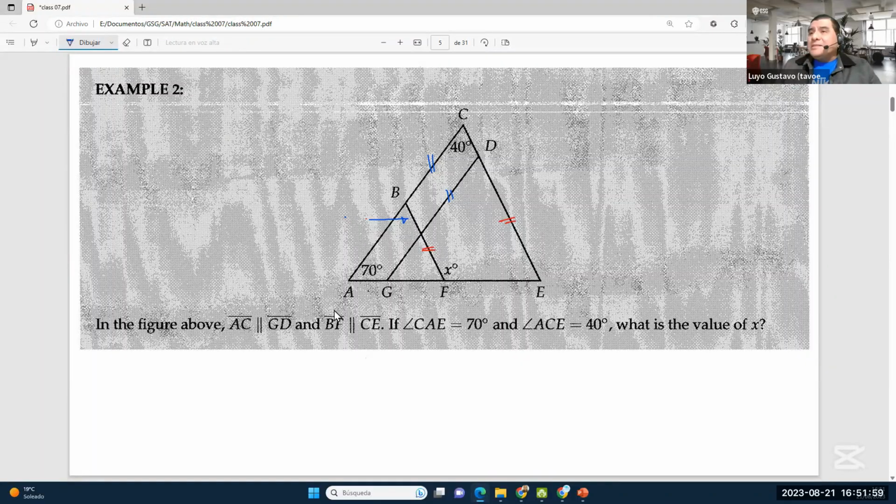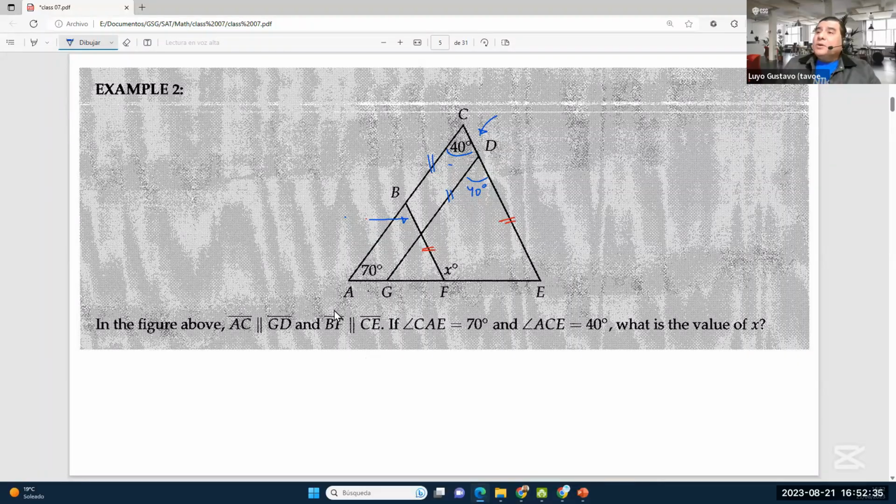You can consider that segments AC and GD can actually be intersected by BF and also CE. Okay, consider what happens here. Since these two segments are intersected by this one here, by CE, wouldn't it be true that this angle here is the same as this? This has to be 40. They are in an equivalent position, right?